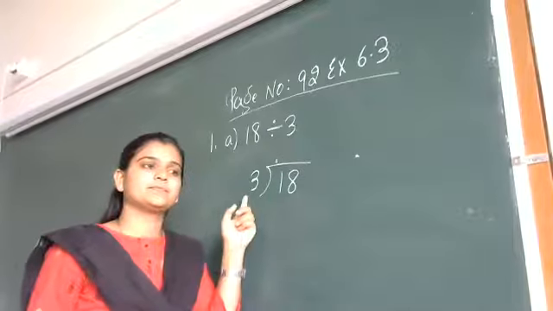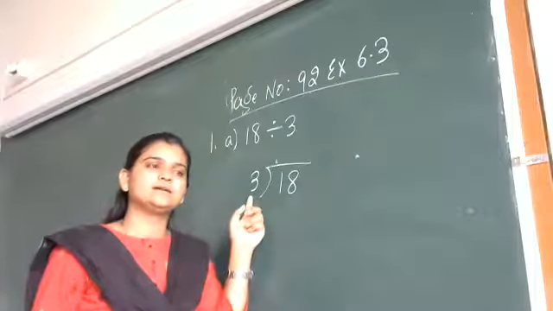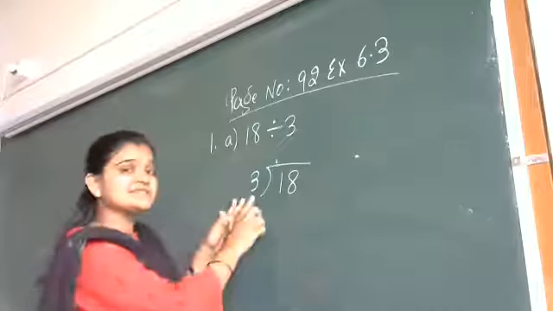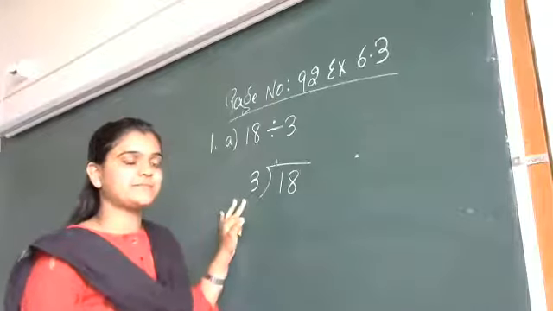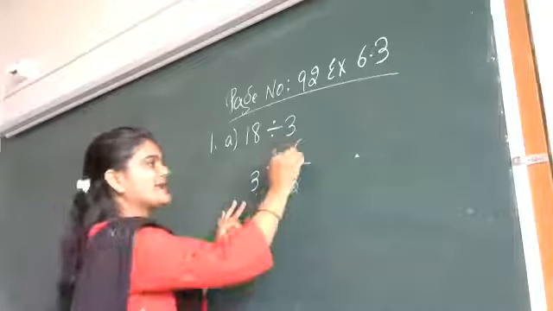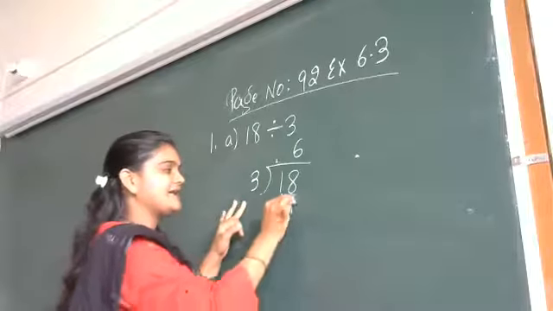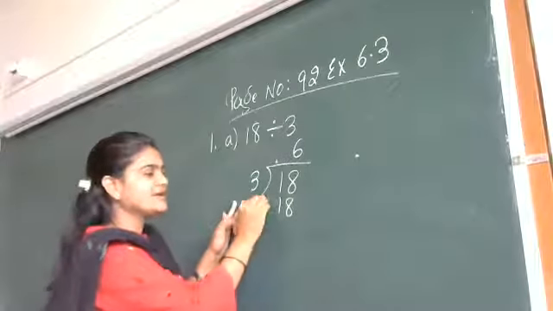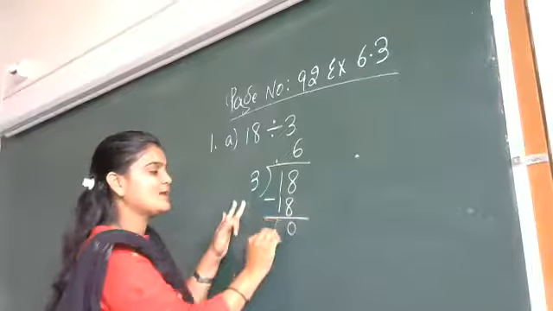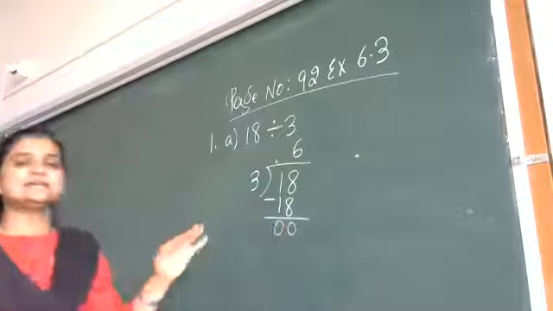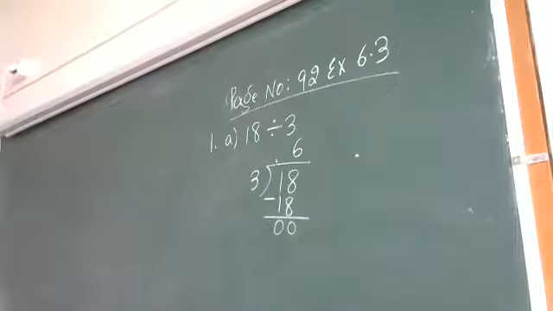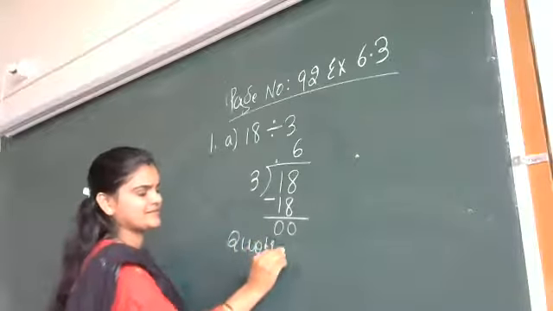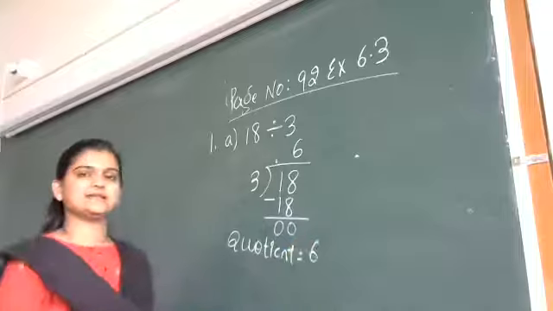So we will have to include both the numbers, that is 18. 3. In 3's table, when do you get 18? 6. Very good. So when you write it as 3, 6, 18. What is the procedure next? Subtraction. 8 minus 8, 0. 1 minus 1, 0. 18 minus 18 is 0. So children, tell me, what is the quotient here? Six. Yes. It is 6.